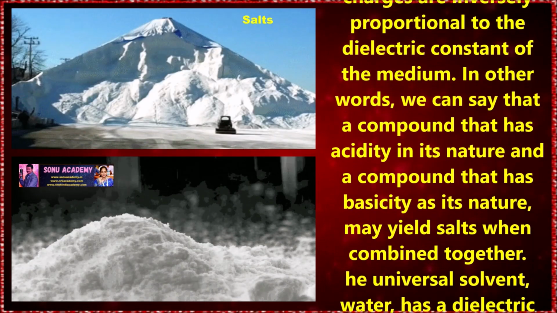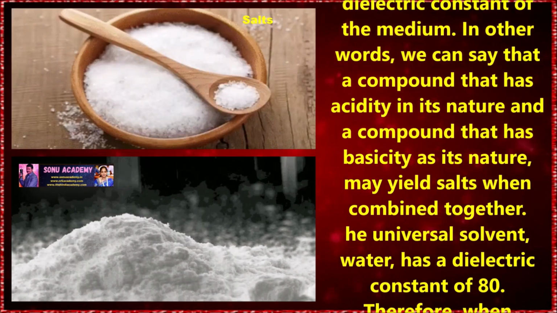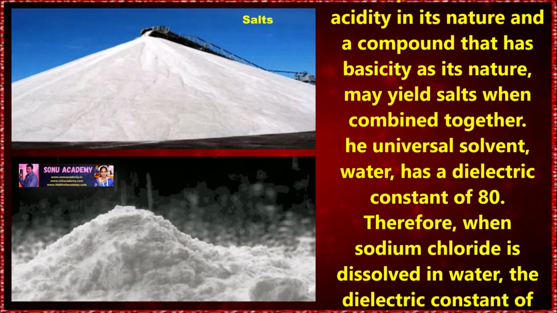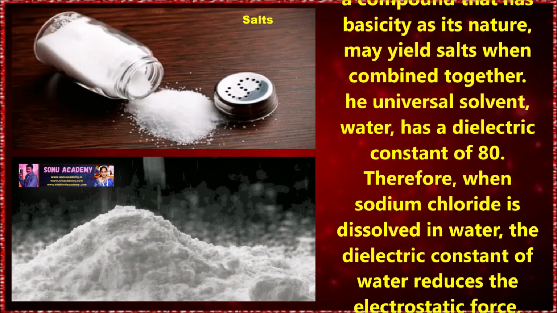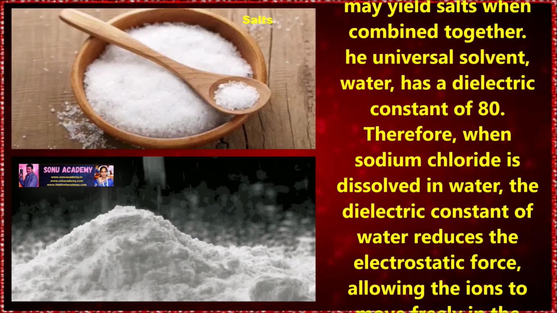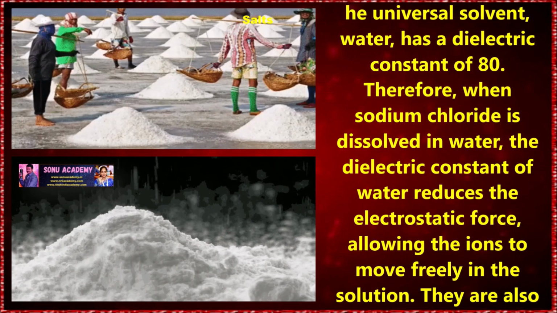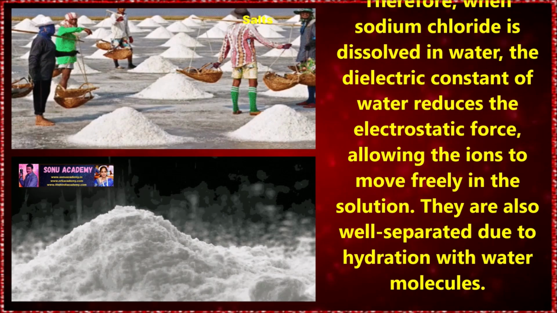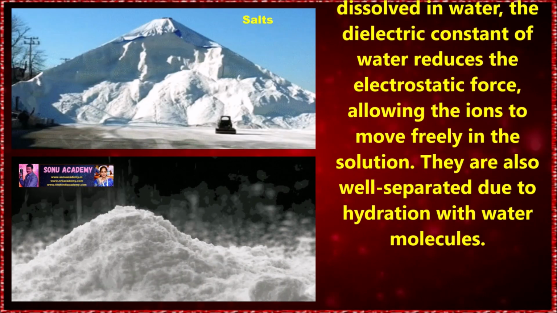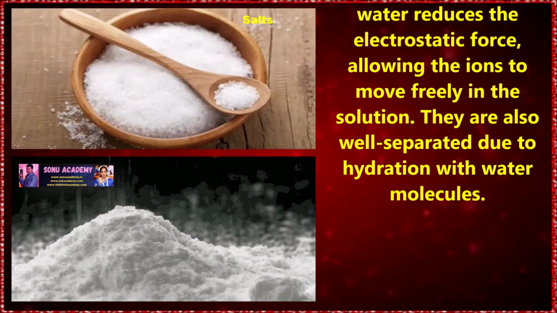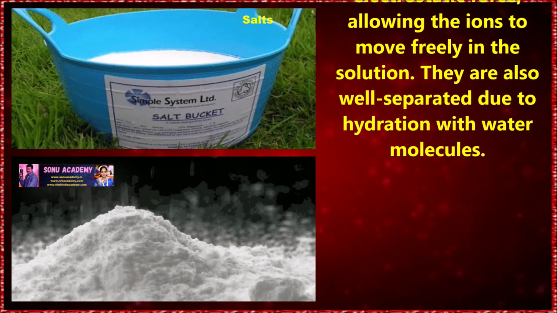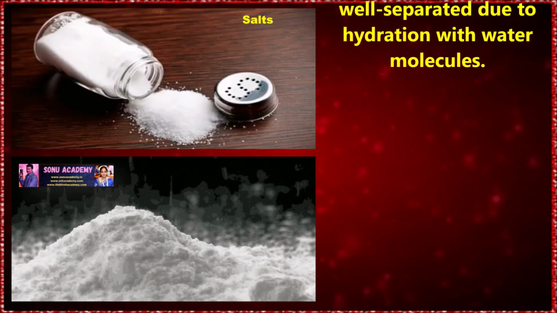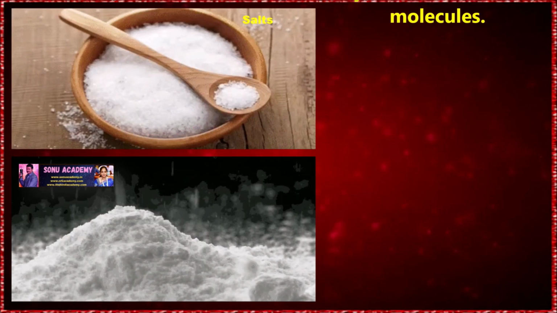In other words, we can say that a compound that has acidity in its nature and a compound that has basicity in its nature may yield salts when combined together. The universal solvent water has a dielectric constant of 80. Therefore, when sodium chloride is dissolved in water, the dielectric constant of water reduces the electrostatic force, allowing the ions to move freely in the solution. They are also well separated due to hydration with water molecules.